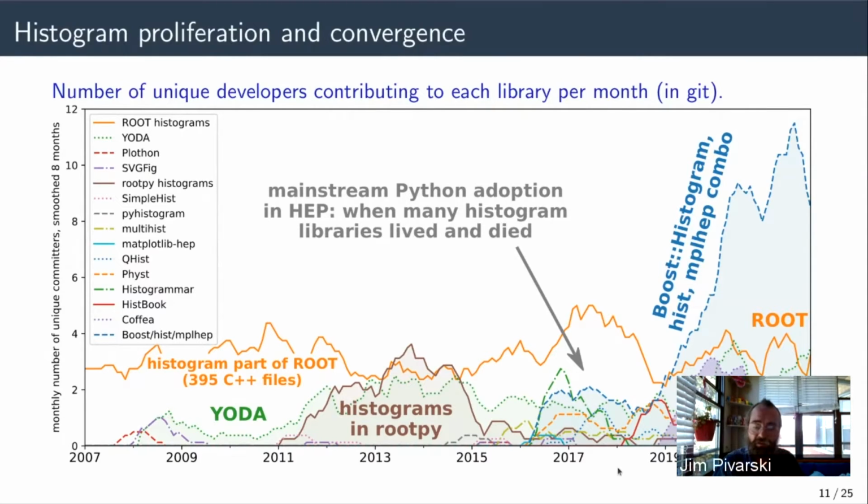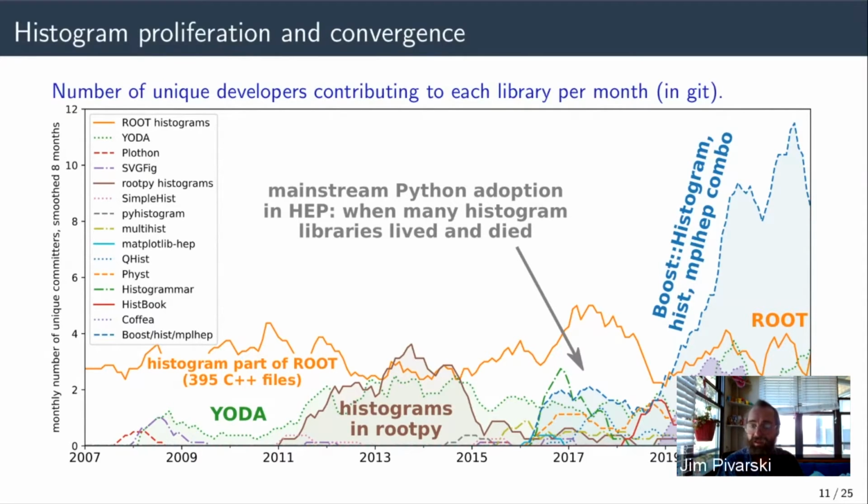Then when we moved to Python, this is the area around 2017, you can see there's a lot of libraries in there, and most of them don't have a lot of unique committers. This is when many libraries were born and died. This is kind of not what you want to have happen in an ecosystem.